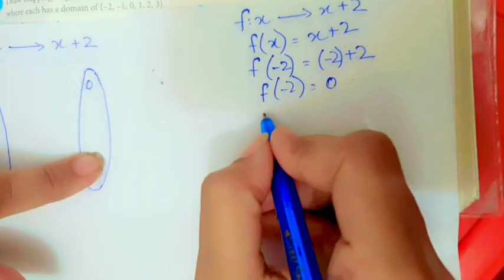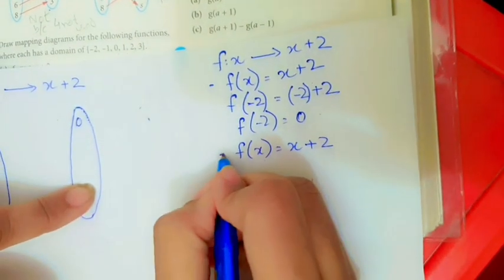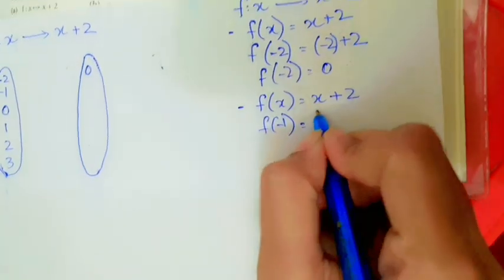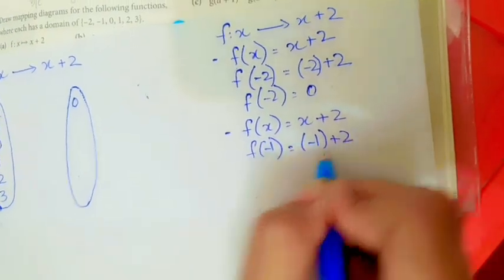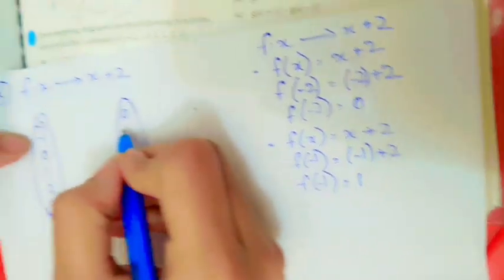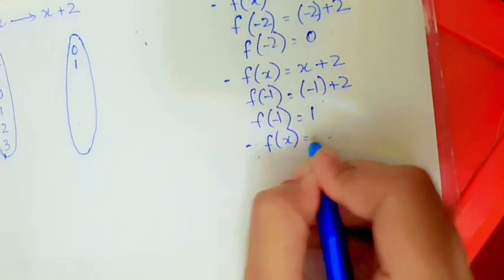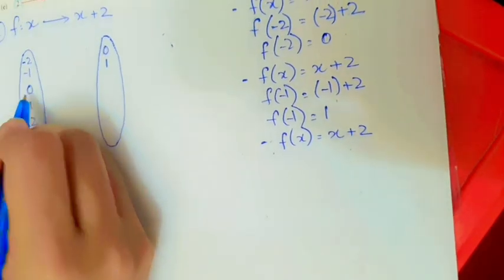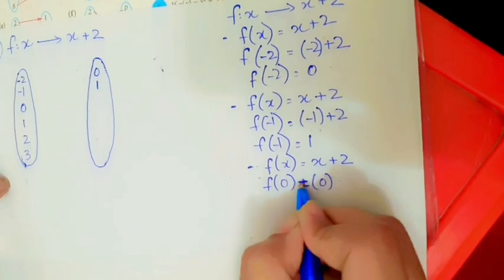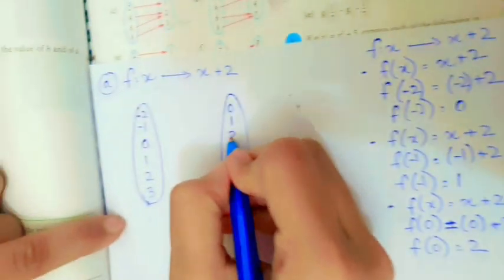Now move to the second, f(x) = x + 2. The second value of x is -1. Again I am writing -1 in place of x: -1 + 2. So f(-1) = 1. So I will write 1 over here. Now move to the third, f(x) = x + 2. The third domain is 0, so write 0 in place of x. So f(0) = 2. So write 2 over here.